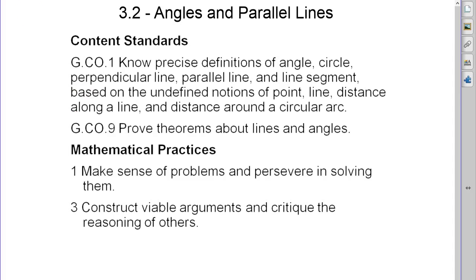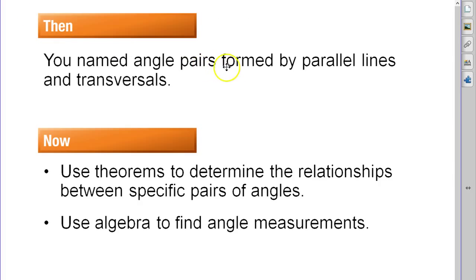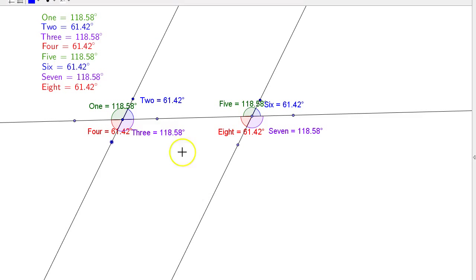So angles and parallel lines. We talked about angles yesterday with transversals and those corresponding, alternate interior, alternate exterior, consecutive interior angle pairs. So today we're going to do the same thing working with those. But this time the key is lines are going to be parallel. And if the lines are parallel, something special happens.